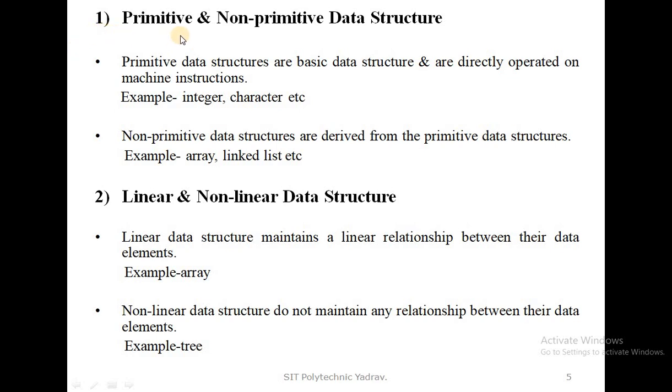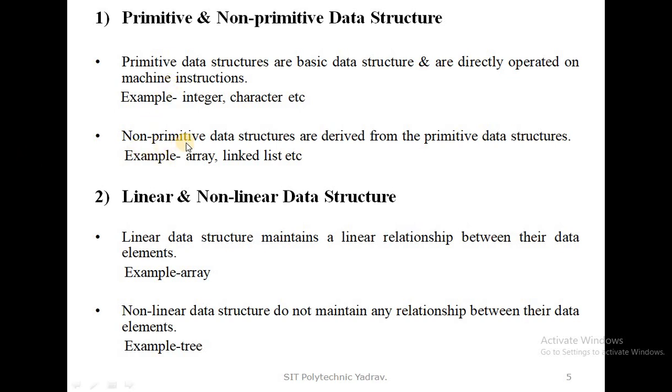First, primitive and non-primitive data structure. In that, primitive data structures are basic data structures and are directly operated on by machine instructions. For example, integer, characters, etc. Means what? Which are the data types used in primitive data structures? They are integer, characters, which are directly operated on by machine instructions, directly operated on our machine.